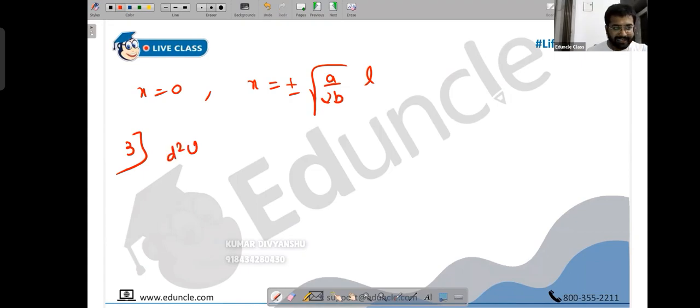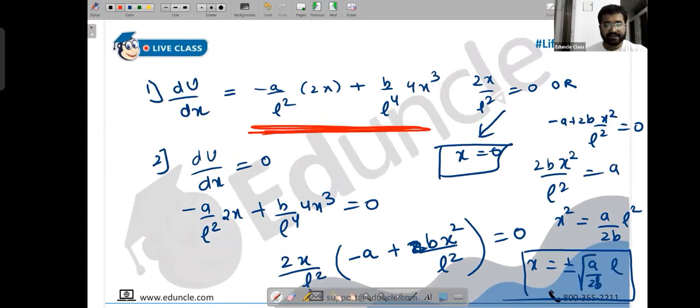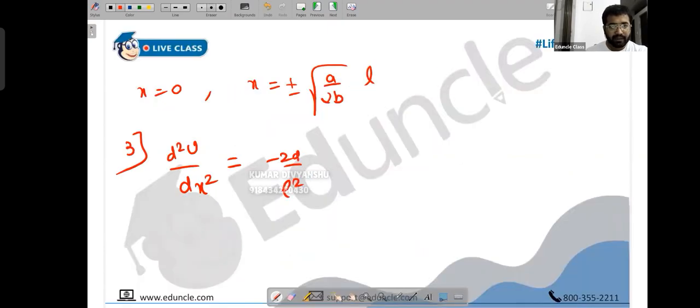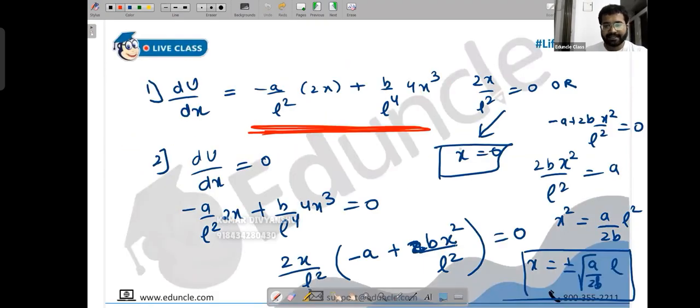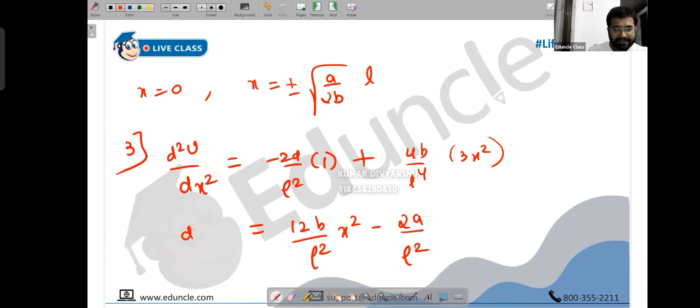So first we will find the second derivative, d square u upon dx square. Where is the first derivative? Here is the first derivative. Let's differentiate this. So minus 2a upon L square outside, derivative of x, that is 1, plus 4b upon L raised to 4 outside, derivative of x cube, that is 3x square. So d square u upon dx square is given by, let's write the positive term first, 12b upon L square into x square minus 2a upon L square.